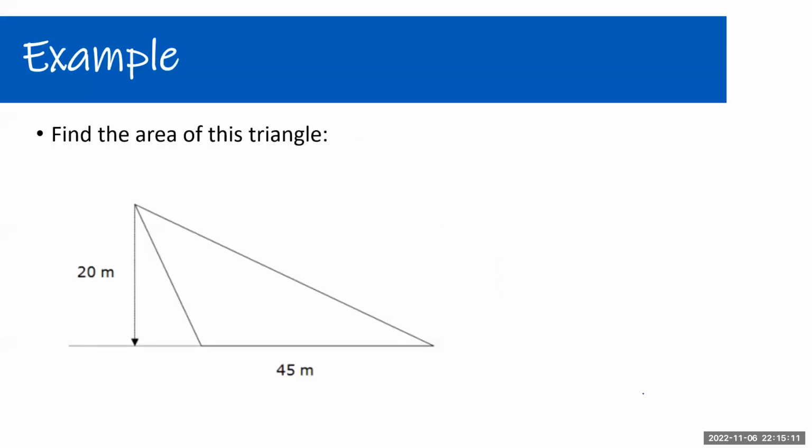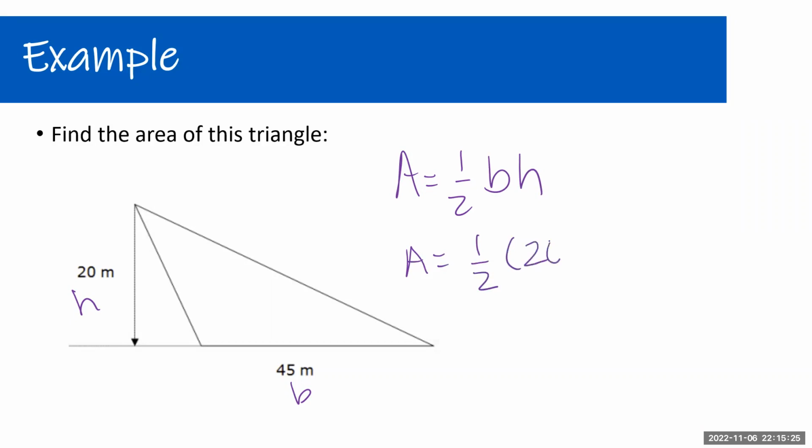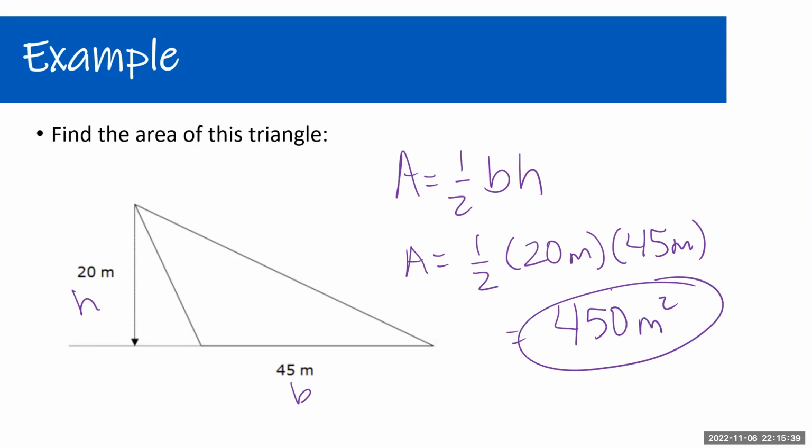So if we want to find the area of this triangle, we know this is the height. We know this is the base. So our area is going to be 1/2 times base times height, which is going to be 1/2 times, if we leave the units on here, 20 meters times 45 meters, which if we plug into our calculator is going to be 450 meters squared. And that's our answer. Again, you could have sorted out your units first. You see meters times meters, you know you're going to be doing meters squared.